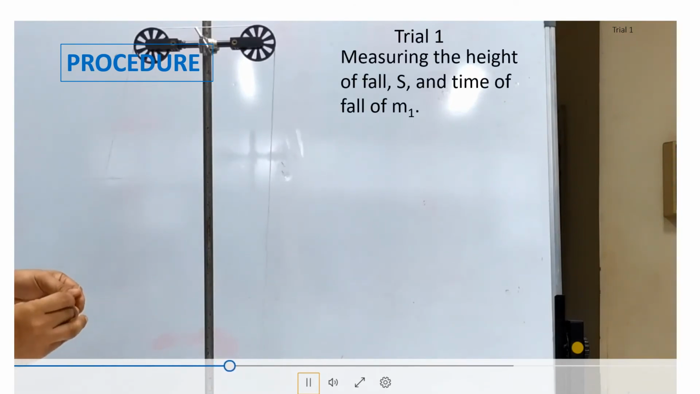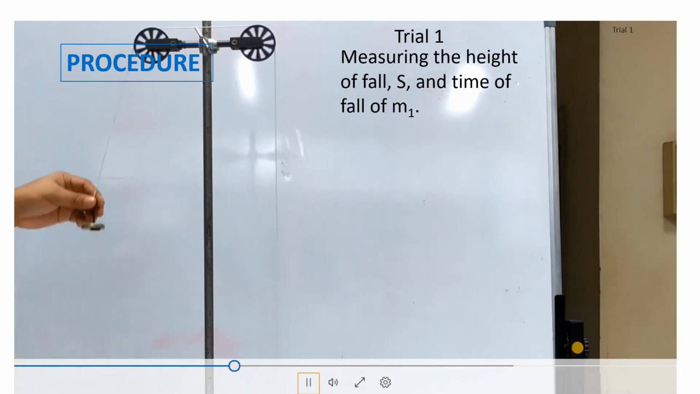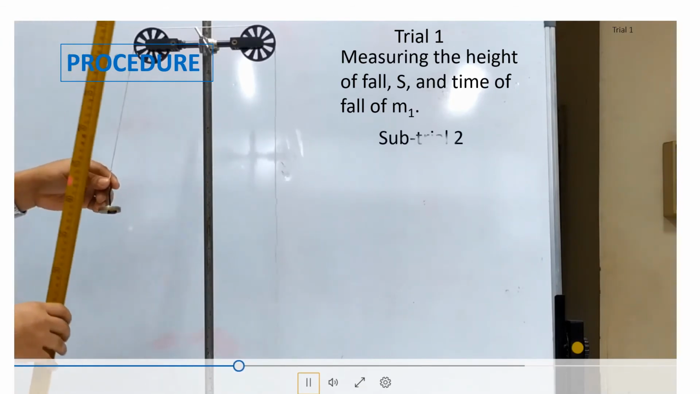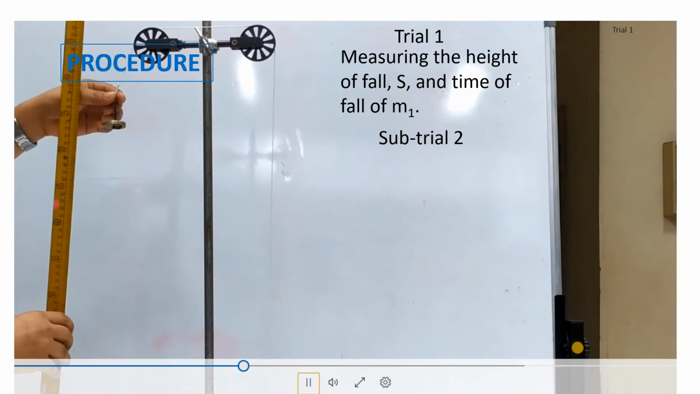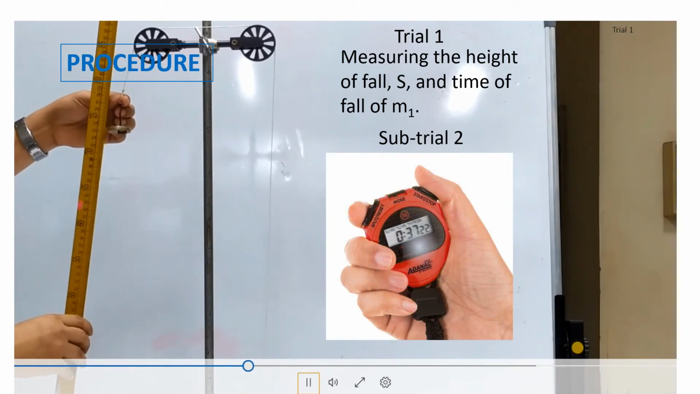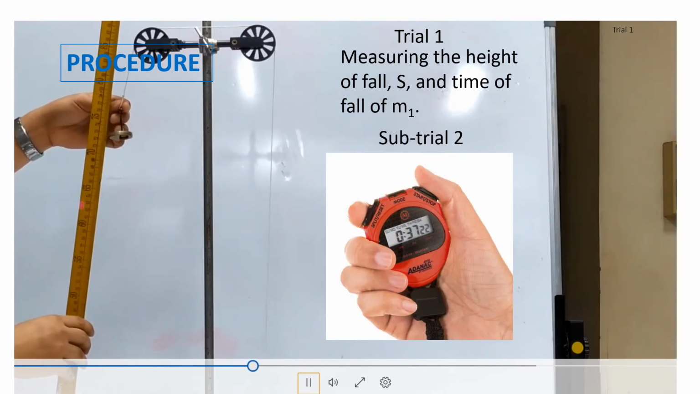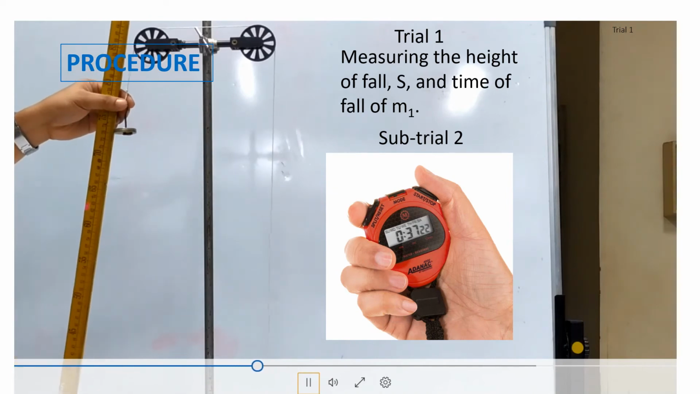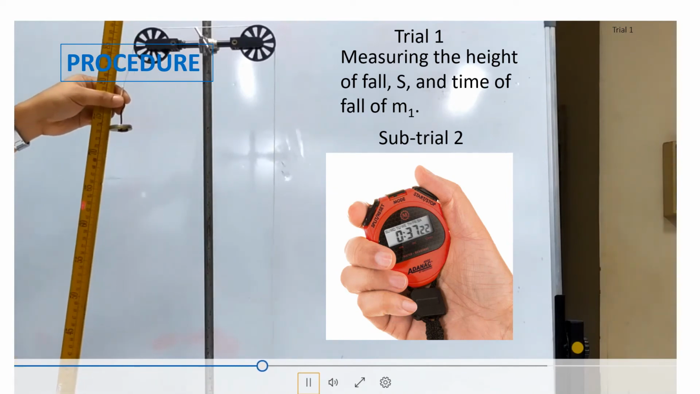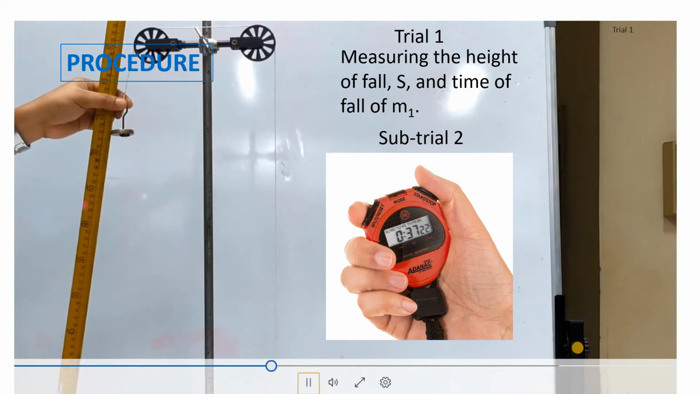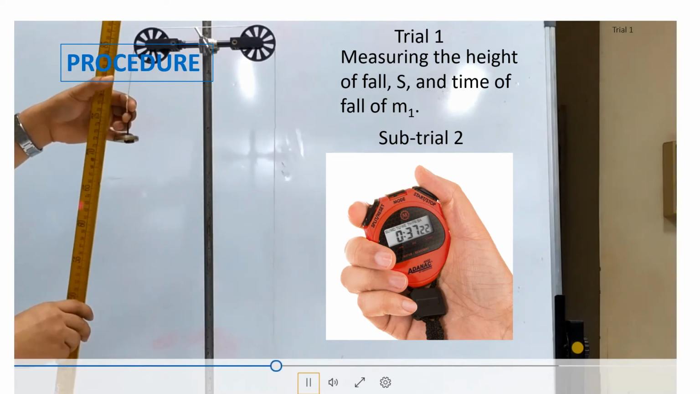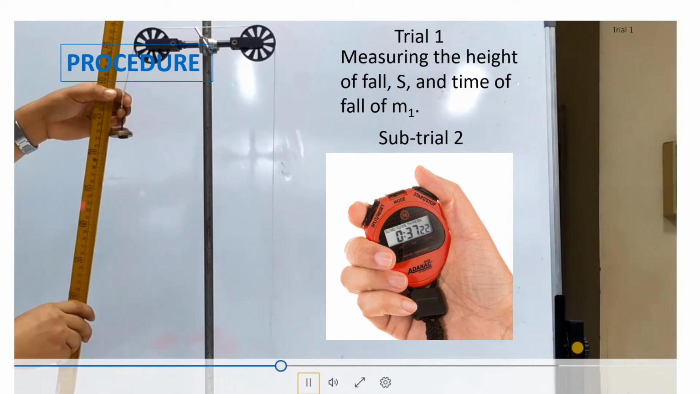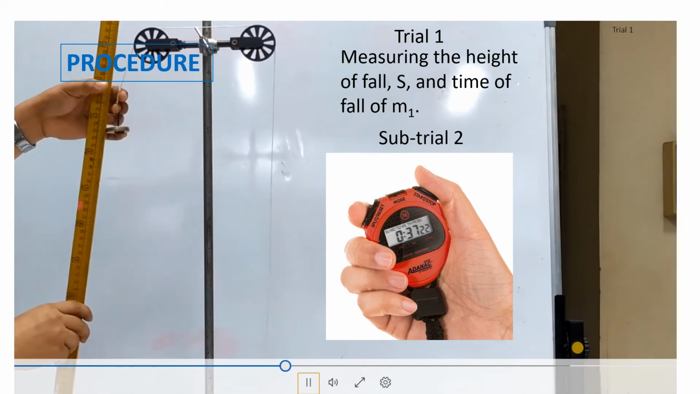It's the same as the first sub-trial. Measure the time of fall using the stopwatch. Observe carefully the release of the behavior mass. Start the stopwatch and stop once m sub 1 hits the floor. Read and record the time of fall for sub-trial 2.